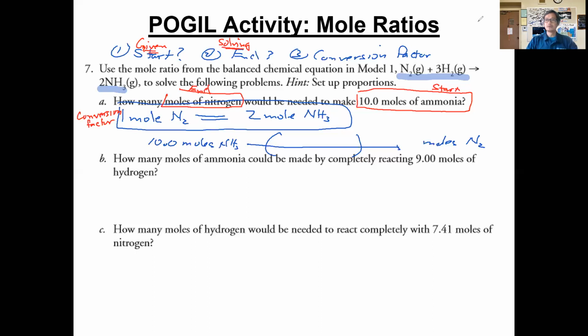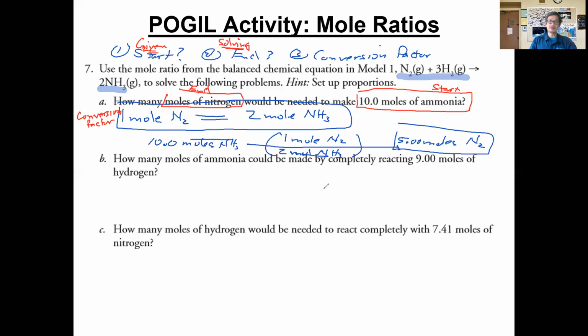So we are given 10 moles of ammonia. We want to solve for the moles of nitrogen. Let's go and plug this in. How do we plug this in? We plug this in so that this unit cancels out, which means it's going to be 1 mole of nitrogen on top and 2 moles of ammonia on the bottom. That cancels out, and therefore, I think everyone here recognized that the answer is going to be 5 moles of nitrogen.